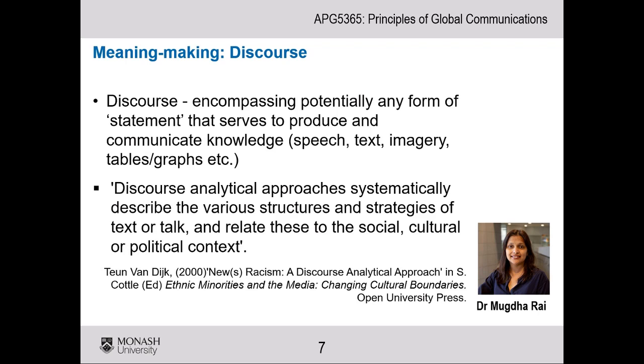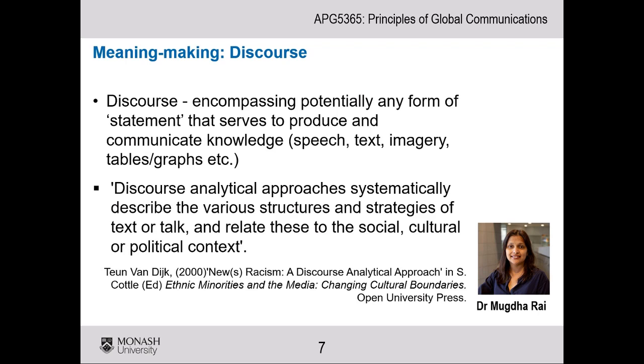In the context of these tools, of course, we can also talk about the more specific techniques, the techniques of language that in fact build our content in a particular way. So for scholars of representation, one of the key meaning-making tools they look at is the tool of discourse. Now, discourse, of course, encompasses potentially any form of statement. So it includes speech, text, imagery, so any aspect of knowledge and information is a type of discourse.